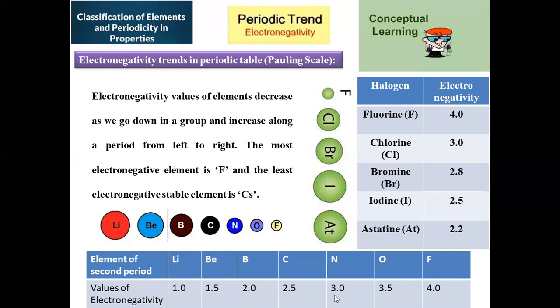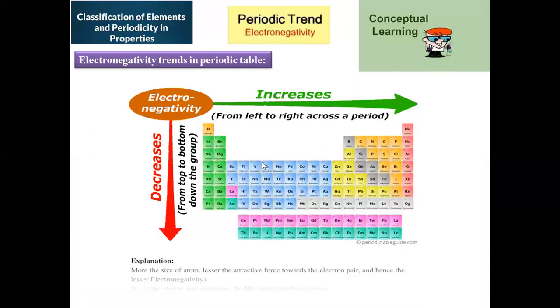So there is a gradual increase across the period. There is a gradual decrease from top to bottom of the group. And these are the general trends in the periodic properties in the entire periodic table. Hydrogen is taken as the standard for the calculation of these electronegativity values with respect to Pauling. Pauling scale is more accurate. And from left to right, the values are gradually increasing. From top to bottom, the values are gradually decreasing.